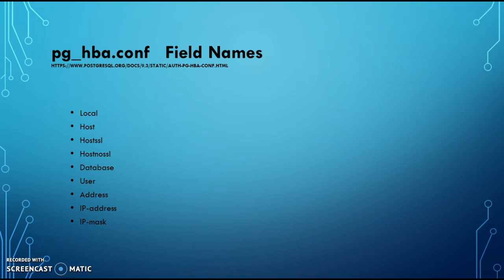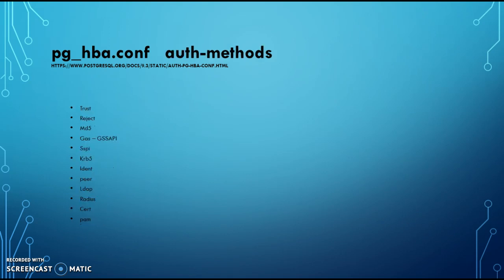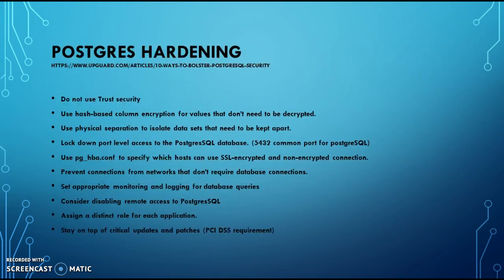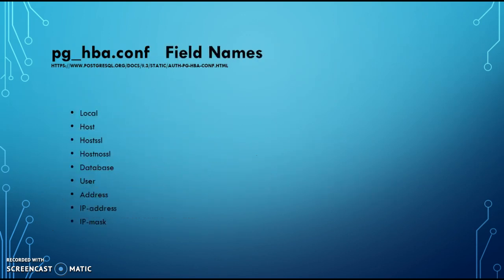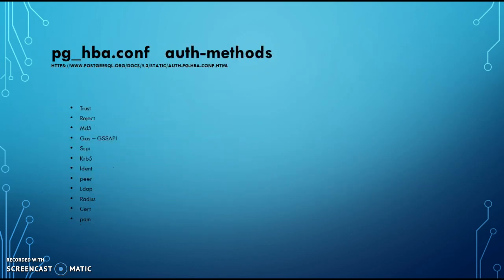The user, it could be a named user or it could be all. Address, IP address, IP mask. Address could also be the name of a machine. For example, example.com. All right. And these are some of the authentication methods. First one on the top of the list is trust. Now, if you recall a few slides back, the first bullet point was do not use trust security. Well, here's where that starts coming in. This is one of the authentication methods.